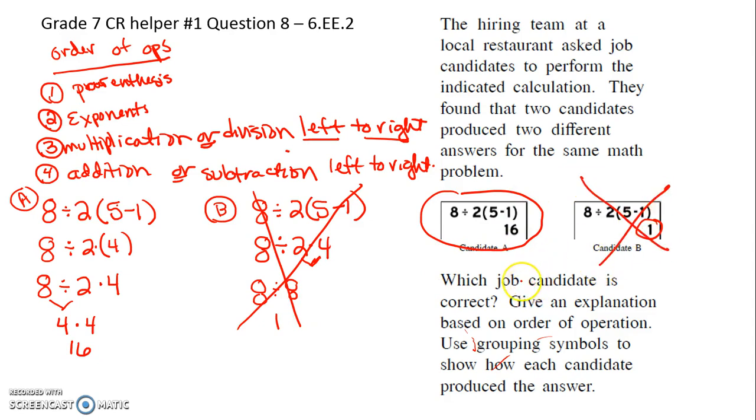Poor candidate B did not get that job. But that's what happened with candidate B. They accidentally multiplied before they divided, even though moving left to right, the division came first. But as you can see, this makes me really sick to even write on a page because it's not correct. Follow your order of operations, multiplication or division, left to right. Addition or subtraction, left to right. All right, hope that helped.